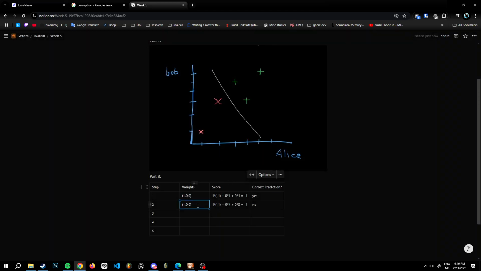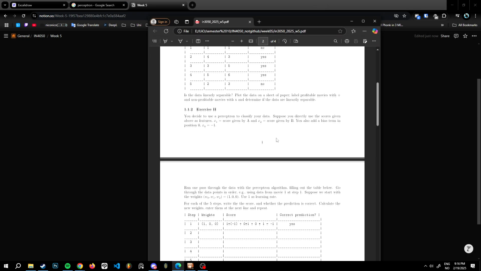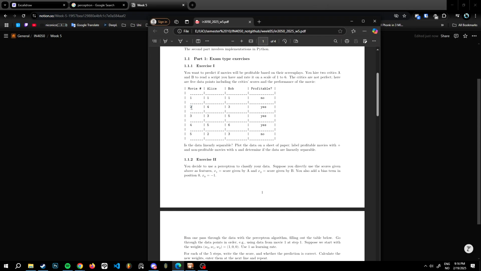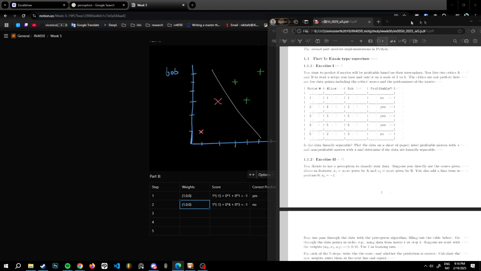And it will then do the next prediction, right? What's our next prediction? Let's see. Our next prediction is the second movie, where Alice said that it was 4, and Bob said that it was 3. And was it profitable? Yes, it was profitable.